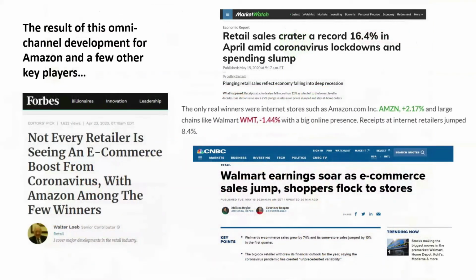And so this is just an indicator. Latest business news, e-commerce, internet stores, there's a number of terms here, but they're all doing really well. So Amazon, Walmart, companies that are investing in these kinds of multi-channel, omni-channel capabilities are doing really well. And so this is a result of the pandemic in part.